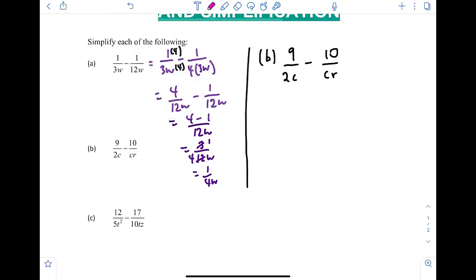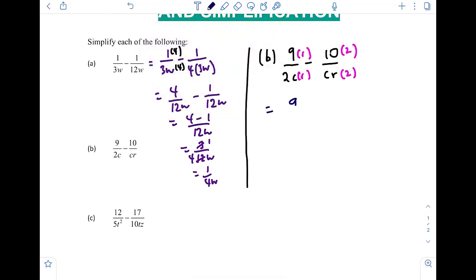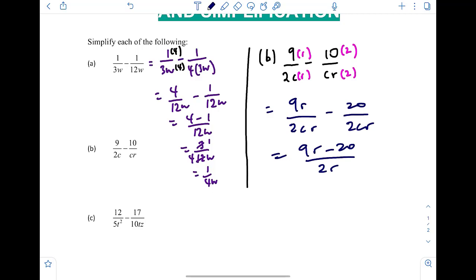Okay, so we times r, and over here we times 2. So now denominators are exactly the same. So 9r over 2cr minus 20 over 2cr, and we can combine the numerators. Everything goes into one fraction. Okay, that's for part B.